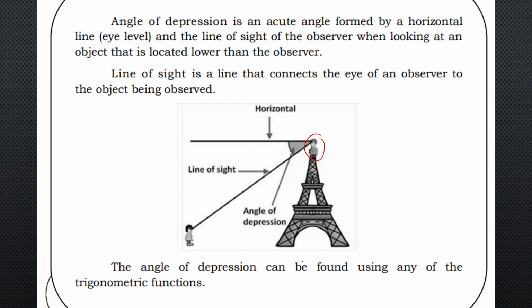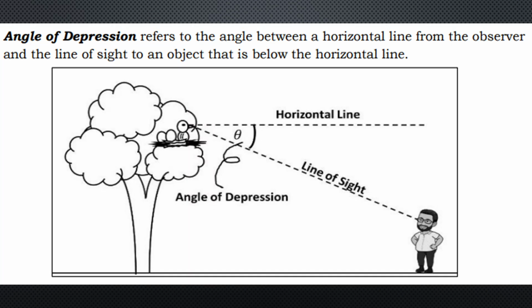The angle of depression can be found using any of the trigonometric functions. In another illustration, it's almost the same. It's the horizontal line and then the line of sight of the observer. The observer this time is not the person, it's now the bird, because it's creating the angle of depression, meaning the bird is looking at the person. The line of sight is this one, and then the angle of depression is this part. Usually it comes from the top.